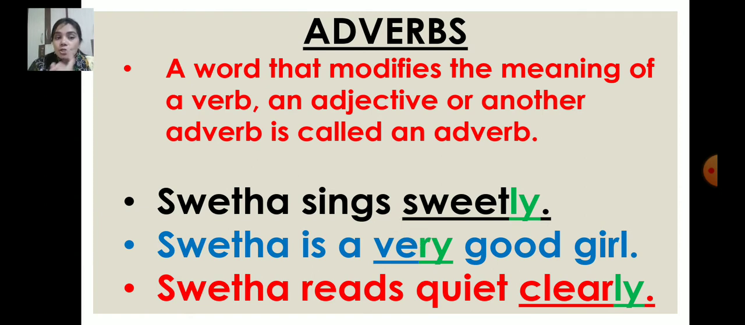Now last sentence. Shweta reads quite clearly. So again Shweta is a noun. Reads is a verb. Clearly is an adverb. So here, a word that modifies the meaning of another adverb is called an adverb. So already we have an adverb. Shweta reads clearly. Shweta is a noun. Reads is a verb. And clearly is an adverb. So how much clearly is she reading? Quite clearly. Okay. So this word quite modifies the adverb.